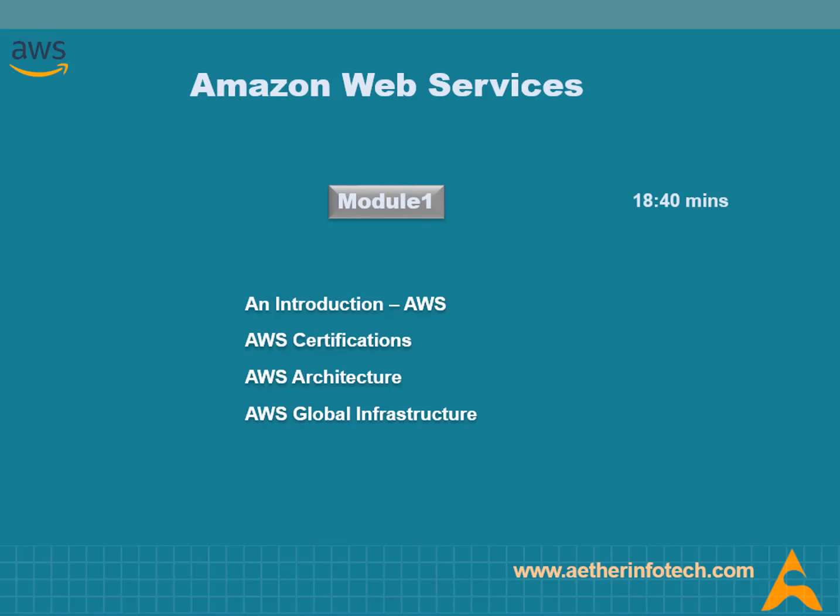Module 1 will talk about AWS, and what are the various certificates which are offered by AWS. In this module, we'll discuss AWS Architect, what are the various building blocks, and we'll start with AWS Global Infrastructure. Please see the entire Module 1 after we complete defining our content.